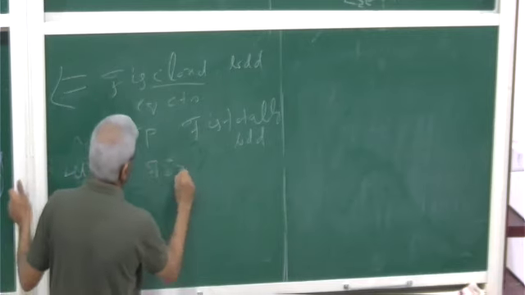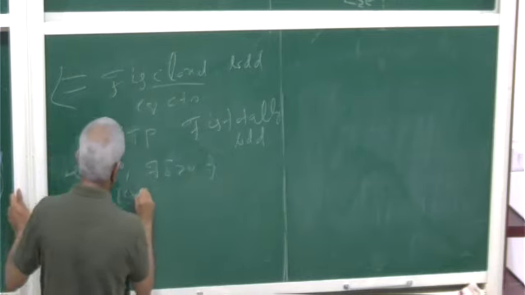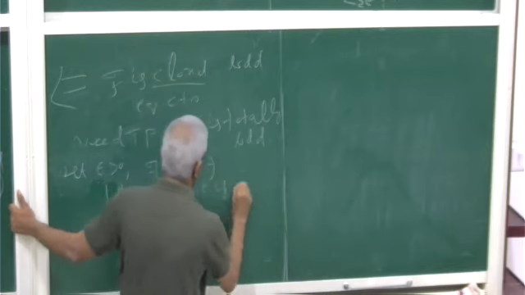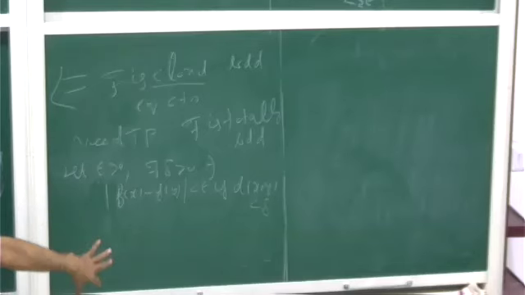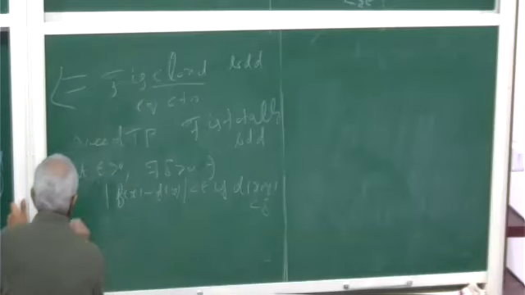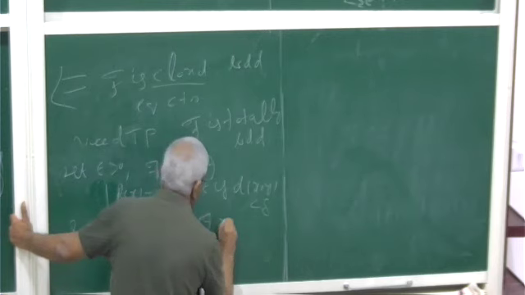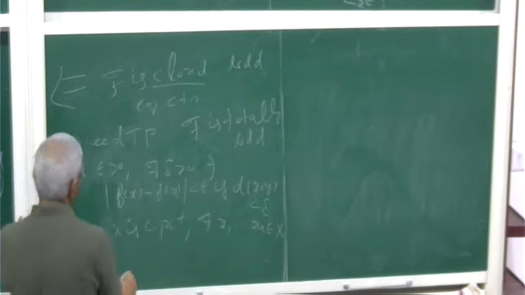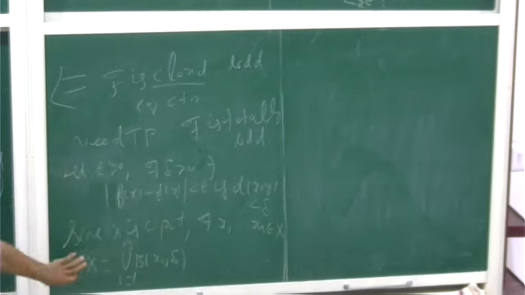So there exists a delta greater than 0 such that |f(x) - f(y)| is less than epsilon if d(x,y) is less than delta. So given epsilon, we have got a delta. Now for this delta, since X is compact, there exist x1 up to xn in X such that X is equal to the union of B(xi, delta), because X is totally bounded.